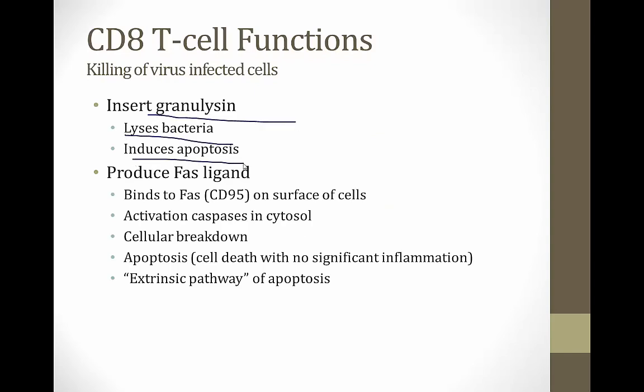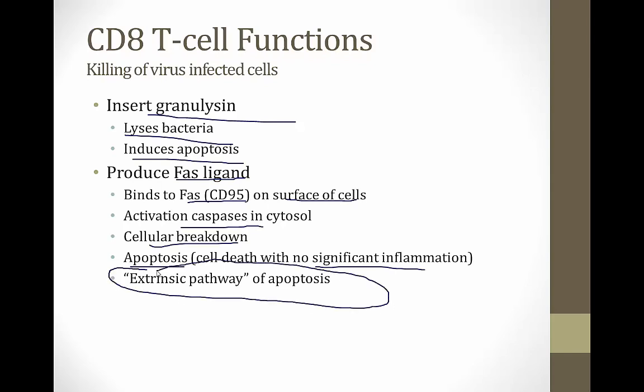and it also can induce apoptosis. And then finally, CD8 T cells can produce a very important structure on their surface called the Fas ligand. The Fas ligand binds to Fas, which is CD95, on the surface of cells in the human body. This activates caspases inside the cytosol, and this leads to cellular breakdown. And this causes apoptosis, which is cell death with no significant inflammation. Apoptosis is programmed cell death. And the Fas ligand is an example of the extrinsic pathway of apoptosis. There are two pathways by which apoptosis can occur, and the extrinsic pathway is one of them, and CD8 cells induce this via the Fas ligand on their surface.